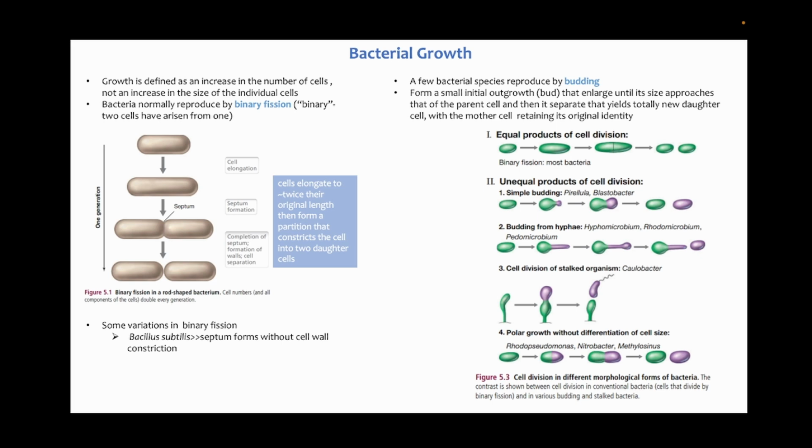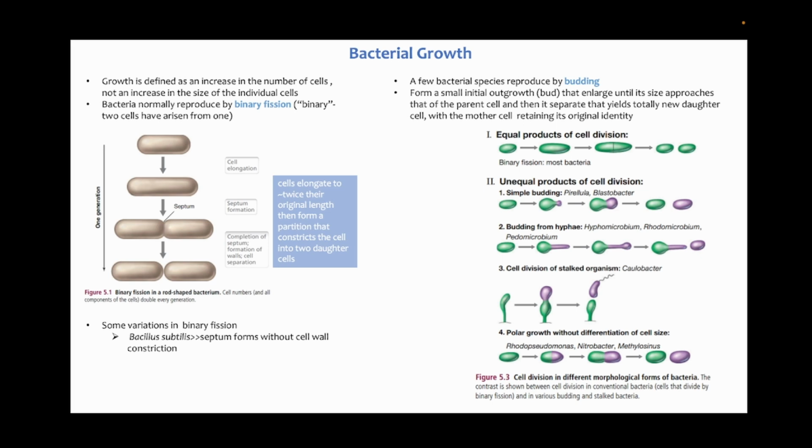So even before it splits, it will make sure that the DNA, the chromosome, is replicated first. Then each one copy will go to the different ends of the cell before the septum comes in. But this binary fission model that we see is for most of the bacteria, like this. So 1 becomes 2, 2 becomes 4, 4 becomes 8.